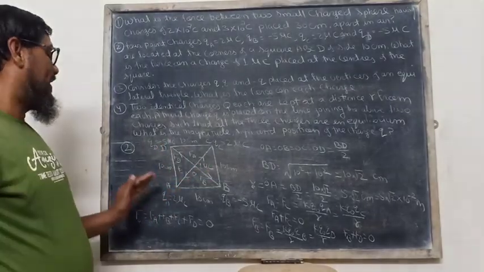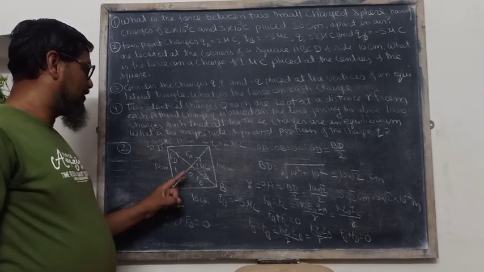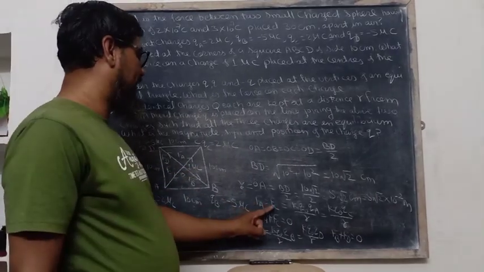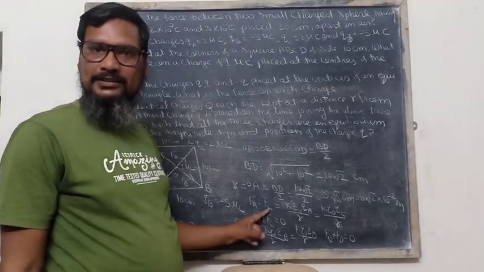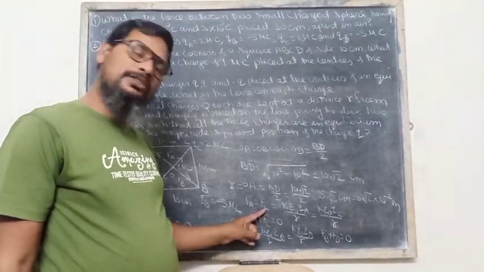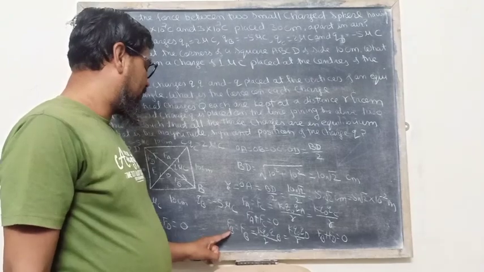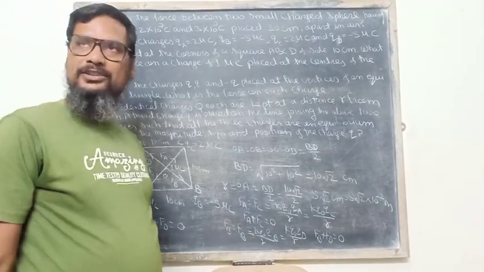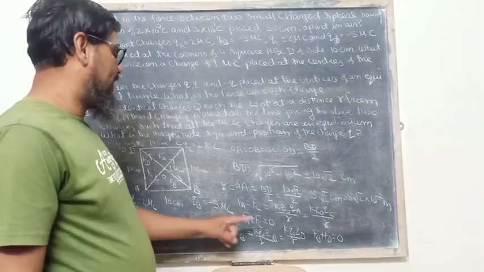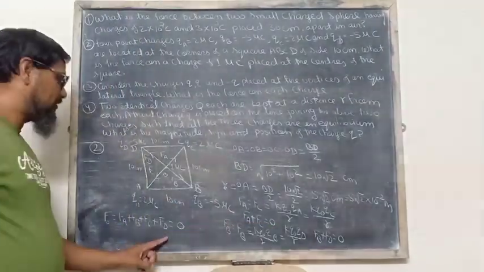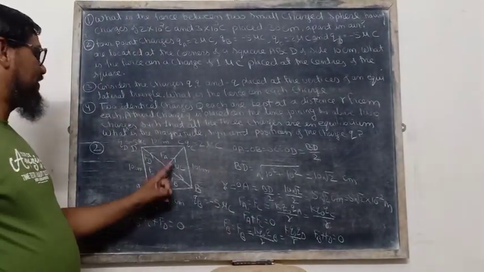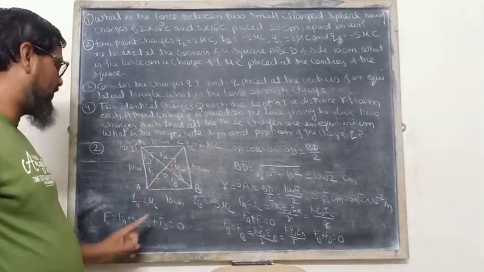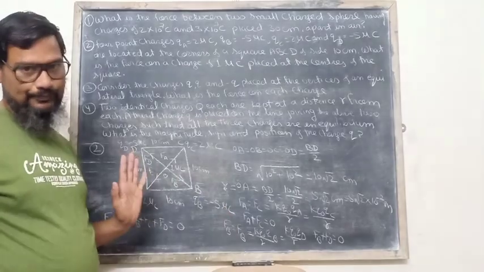The total Coulomb force on this charge is 0 because Fa and Fc are equal in magnitude and opposite in direction, so they cancel out, and Fb and Fd are also equal in magnitude and opposite in direction, so they also cancel out, and in this manner the total force on the charge at point O, that is 1 microcoulomb, is equal to 0.